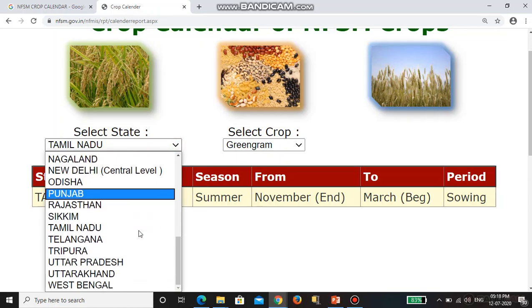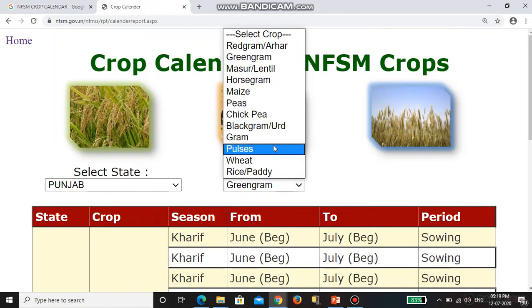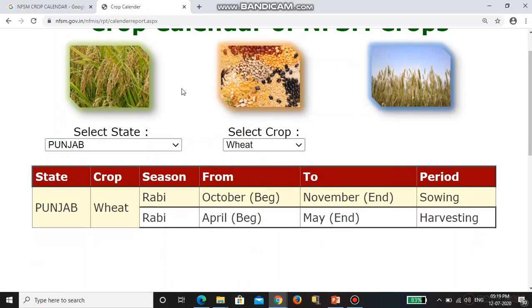Next, let's see Punjab. For example, I want to see the wheat in Punjab. So you can see here, in Punjab the sowing period is from October beginning to November end. This is the sowing time of wheat in Punjab. That is, they will sow majorly in the Rabi season, and the harvesting period is from April beginning to May end.